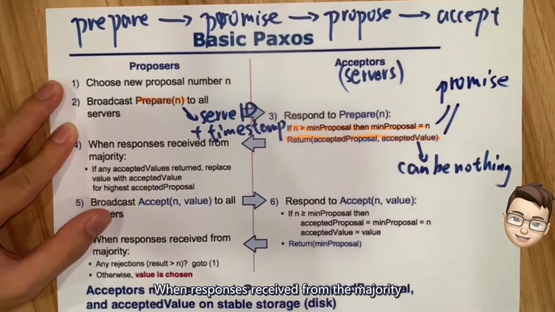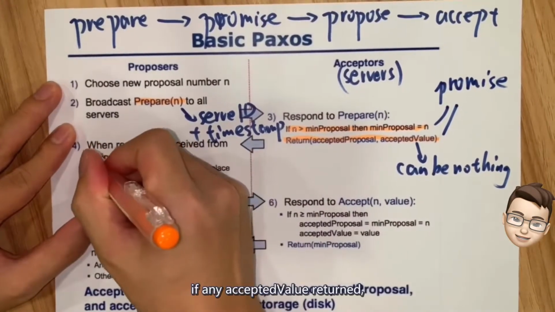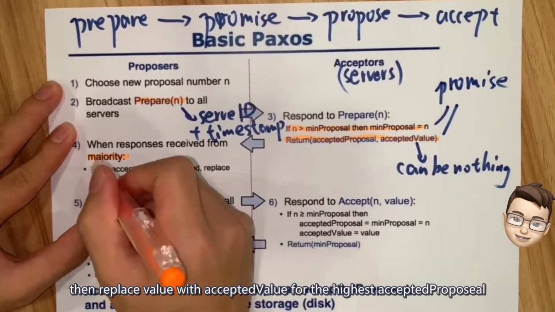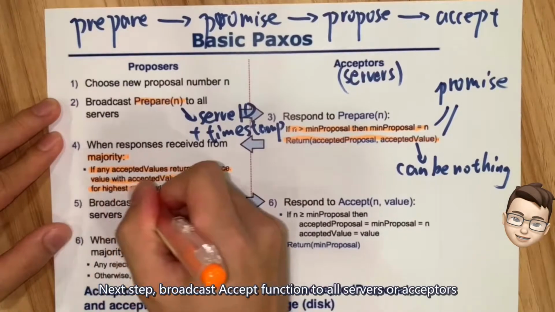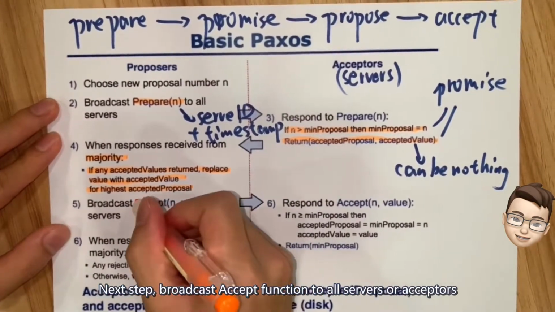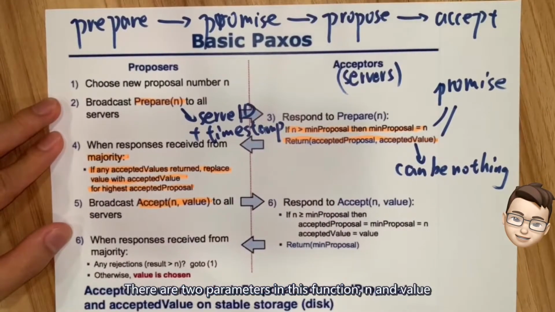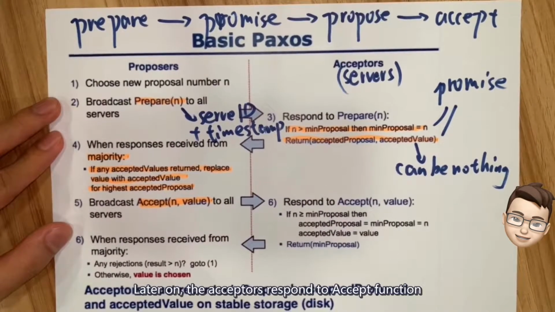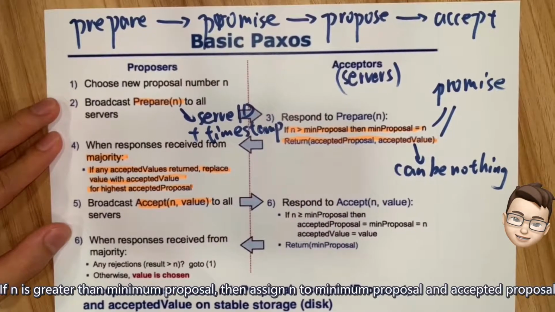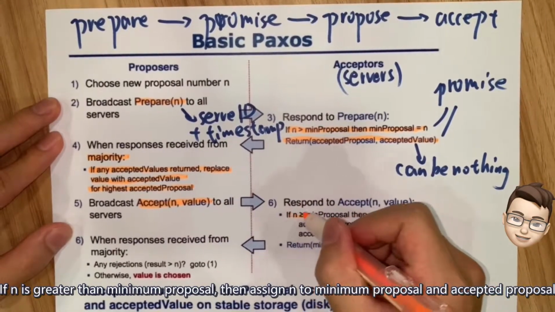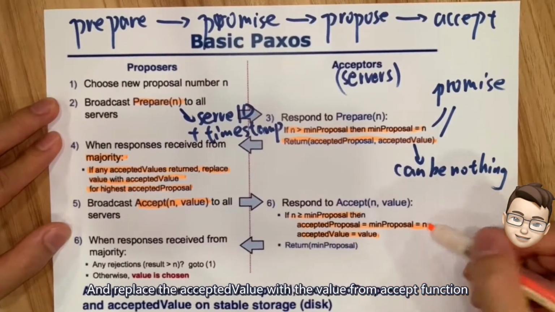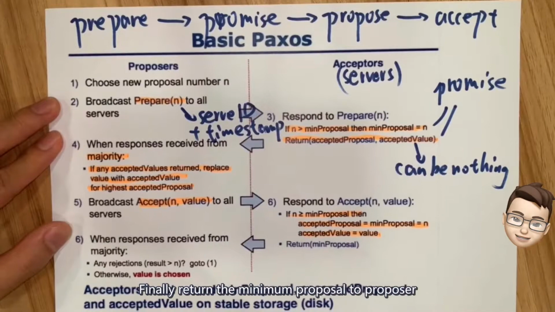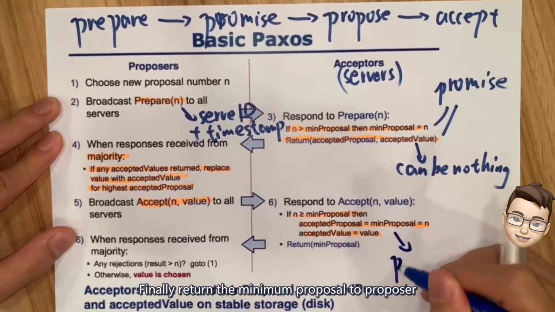When a response is received from the majority, if any accepted value is returned, then replace the value with the accepted value for the highest accepted proposal. Next step, broadcast the accept function to all servers or acceptors. There are two parameters in this function, n and value. Later on, the acceptors respond to the accept function. If n is greater than the minimal proposal, then assign n to the minimal proposal and accepted proposal, and replace the accepted value with the value from the accept function. Finally, return the minimal proposal to the proposer.